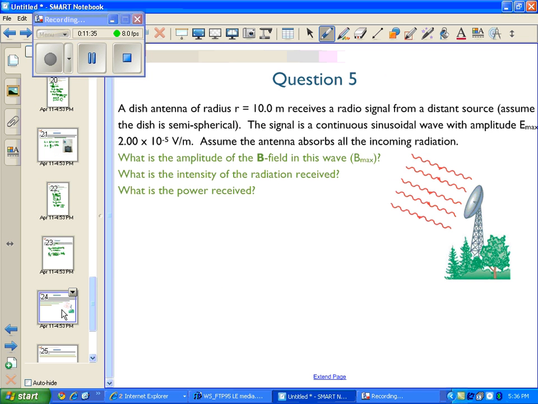Next question. Here we are given a dish antenna, which is semi-spherical, of radius 10 meters, and we're told that this dish antenna is meant to capture a sinusoidal wave that has an Emax of 2 e to the minus 5 volts per meter. And we're to assume that all the radiation is absorbed by the antenna. And the first question is, what is the amplitude of the magnetic field? In other words, what is Bmax associated with the electric field that this antenna is capturing?